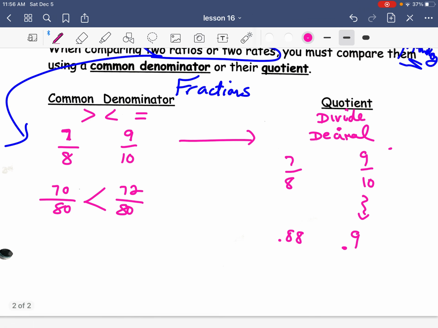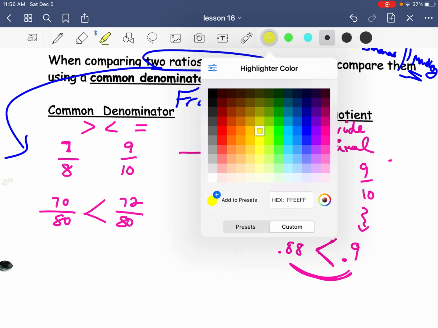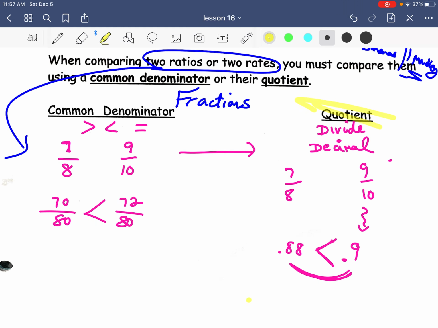You do have to be careful sometimes because sometimes they're so close together you have to look at 2 or 3 decimal spaces. So again, you can clearly see that decimal 0.88 is less than decimal 0.9. So if you have to compare two fractions, just change them to a decimal or common denominator. Obviously, most of us will go the easy way, right? And obviously, dividing is an easier and more popular method to use.